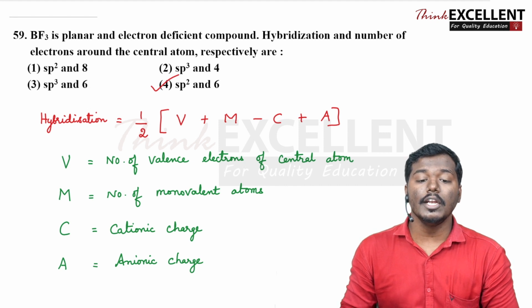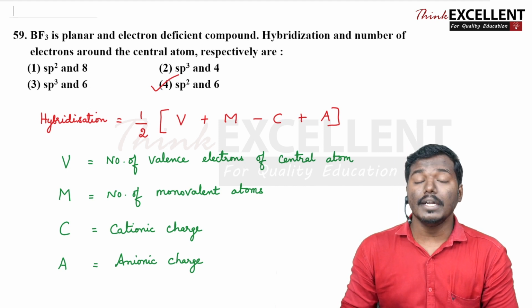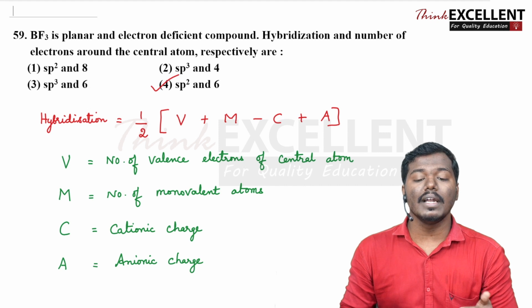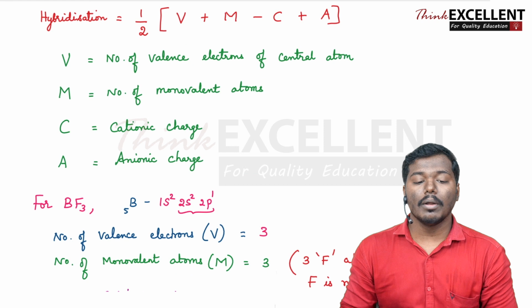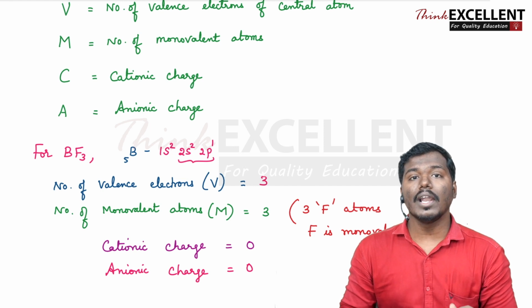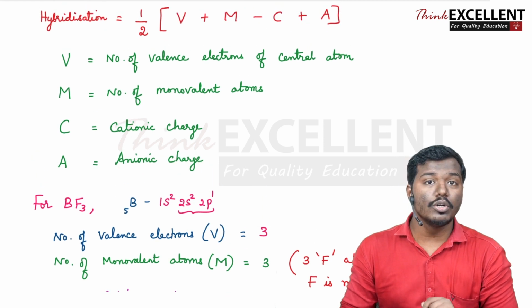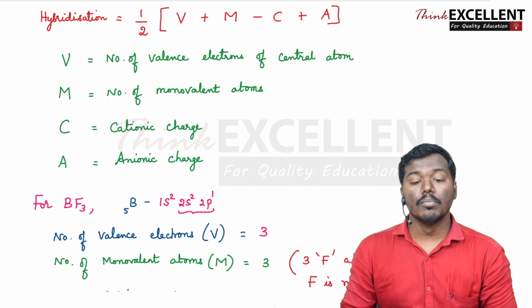So here this V denotes the number of valence electrons of the central atom. M denotes the number of monovalent atoms which is present in that compound, C denotes the cationic charge and A denotes the anionic charge. So in the molecule BF3, the central atom is boron. So the number of valence electrons V is 3. And the number of monovalent atoms is the fluorine, it is a monovalent atom because it is able to form F minus, right? So it is a monovalent atom.